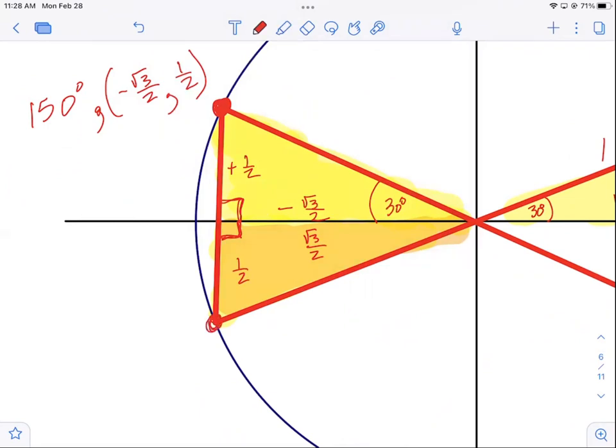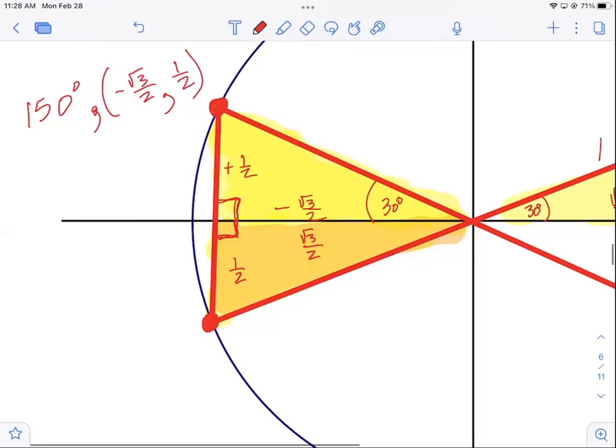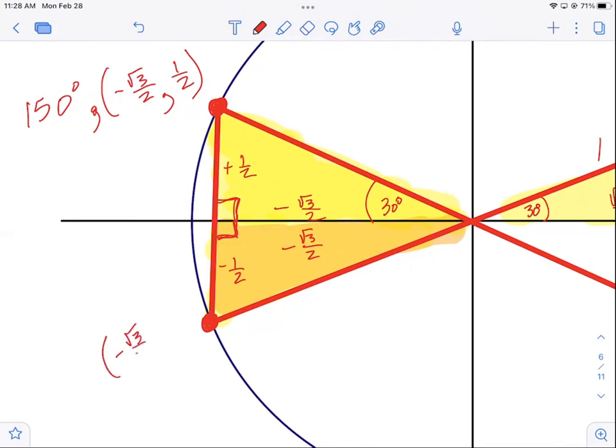But I got to get to this point here, which is in quadrant 3. So I have to go left again by that amount. But now I got to go down. So now the x and y coordinate are both negative, right? Negative square root of 3 halves, negative 1/2. Kaboom.